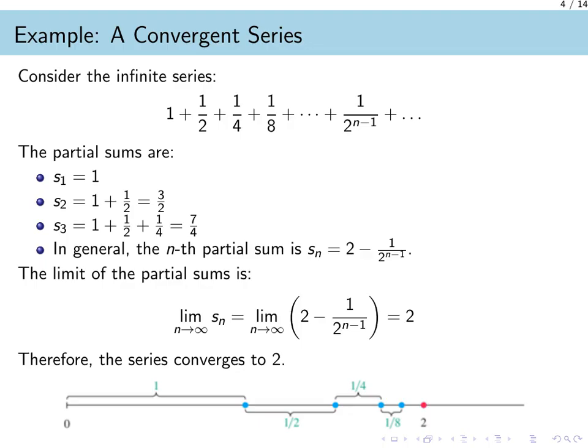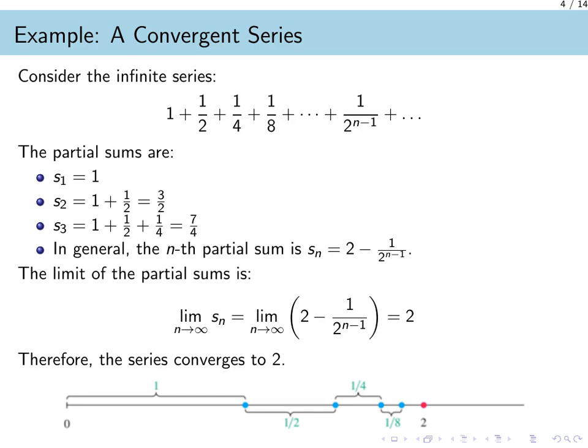Let us walk through a concrete example to see how we can find the sum of an infinite series. The central idea is to analyze the sequence of its partial sums. Our example series is 1 plus 1 over 2 plus 1 over 4 plus 1 over 8, and so on. The first partial sum, S sub 1, is just the first term, 1. The second partial sum, S sub 2, is 1 plus 1 over 2, which is 3 over 2. The third, S sub 3, is the sum of the first three terms, which equals 7 over 4.